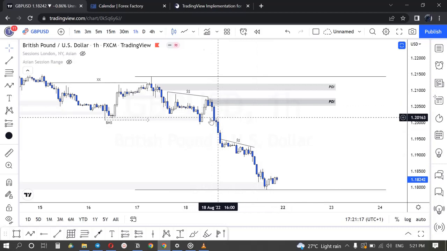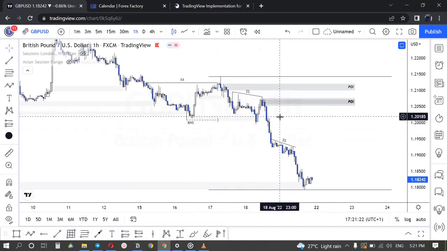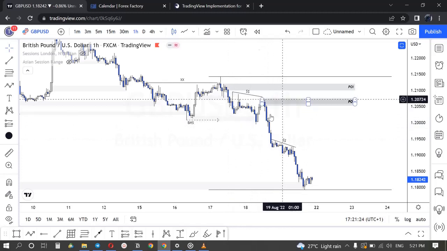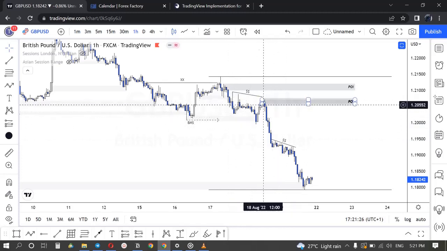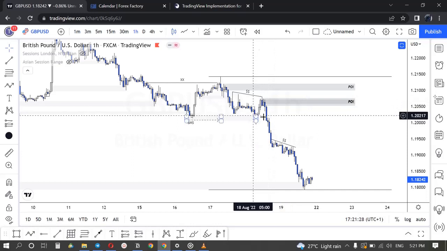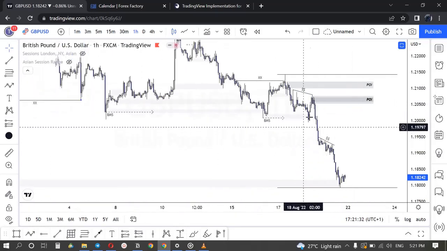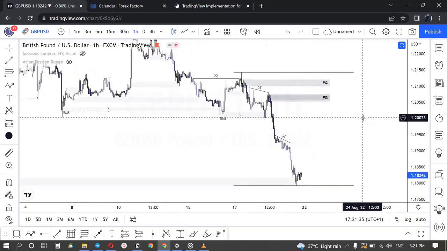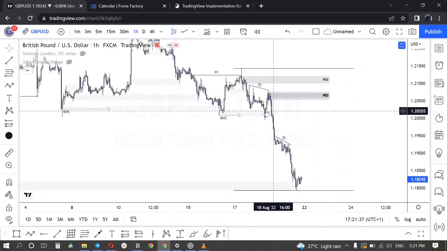We had this imbalance here that price can potentially come back and fill. And this institutional candle right here was also the last candle that took out this demand zone, because we had a demand zone right here, right? I pretty much know what happened right here, and we'll have a bias here.